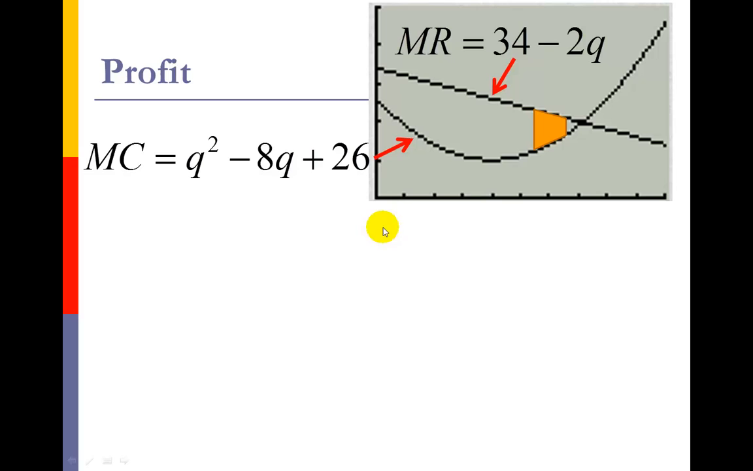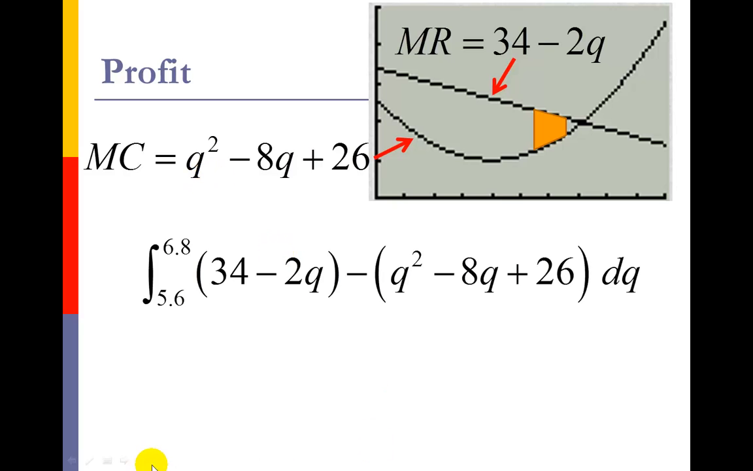All right, so now back to our problem. We're looking for this area, so it's going to be top function minus bottom function. Since we already knew the units, our change in production was from 5.6 thousand units to 6.8 thousand units. Those are our lower and upper limits of integration. We have the top function minus the bottom function. Marginal revenue minus marginal cost will get you marginal profit. When you integrate that, you get the change in profit.